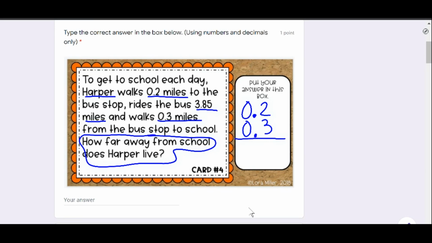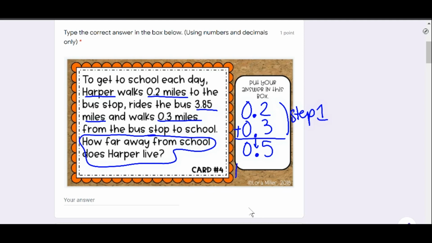So far we have 2 plus 3 in the tenths place, that is going to be 5. Bring down my decimal point. Then I have 0 plus 0, that's 0. Now I'm going to have my 3.85. This is my second step. So far this was step 1.